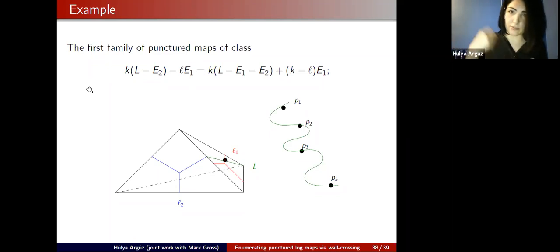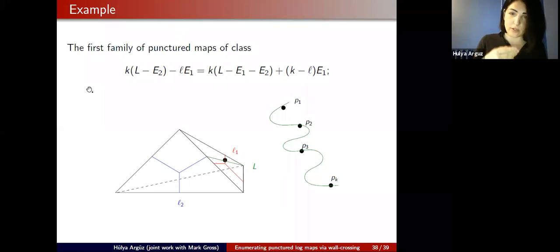And I can take a k-fold cover of the strict transform. It will be of class k times L minus E1 minus E2. And what I want to end up with is of class k times L minus E1 minus E2 plus k minus l times of class E1. So what I do is I look at the point of intersection of my green line L with my first line L1 that I blow up. It has k inverse images under the k-fold cover, and I attach P1 fibers to k minus l of these k points, and I map them to the exceptional fibers.